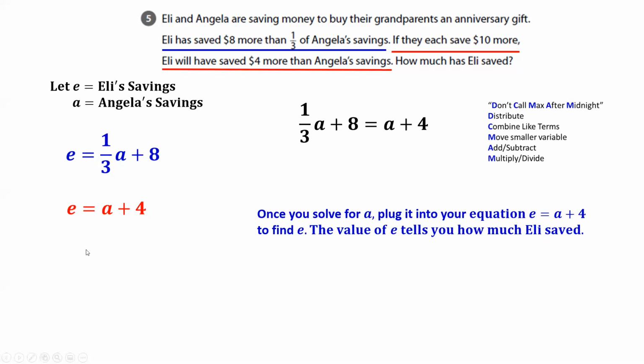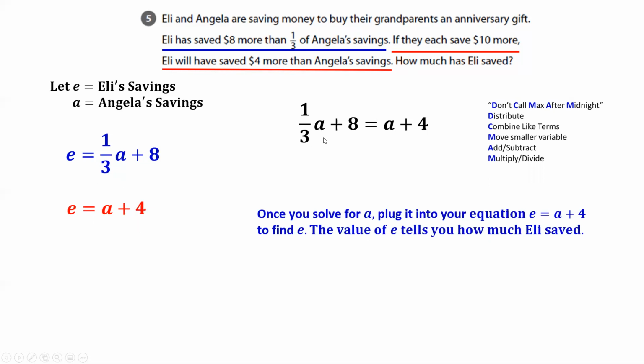I can then plug that in to find the value of E. For example, let's say you find that A equals 2 after using your don't call max after midnight. You would just plug it into this equation. 2 plus 4 gives me 6, so you would say Eli saved $6.